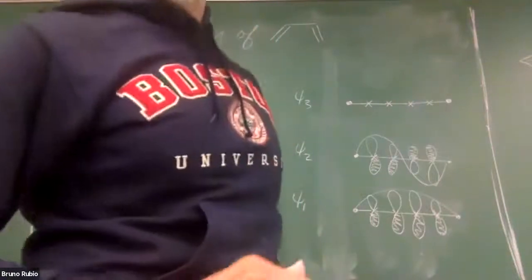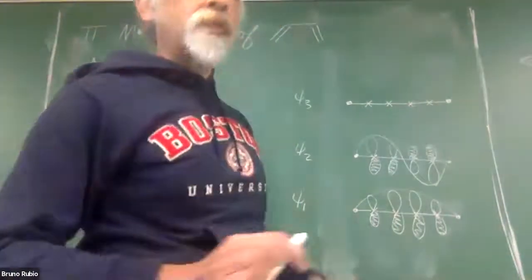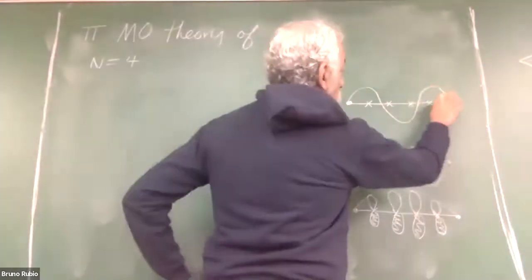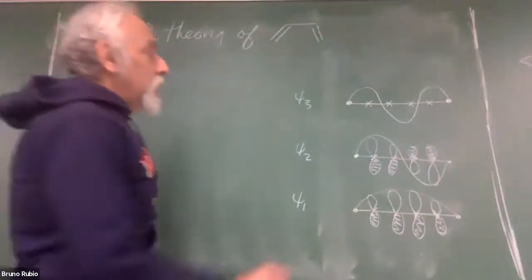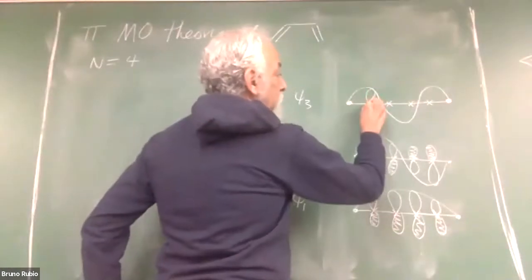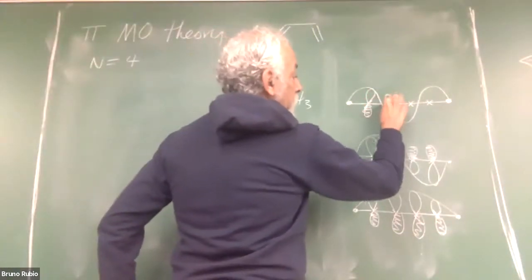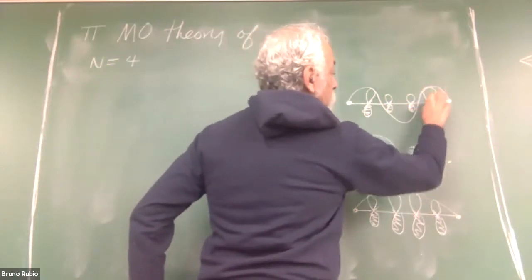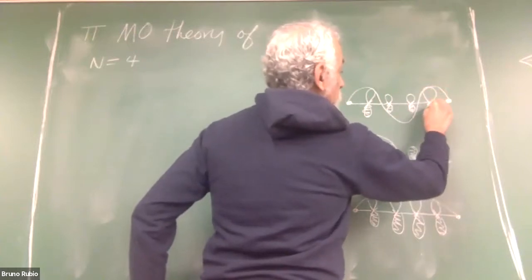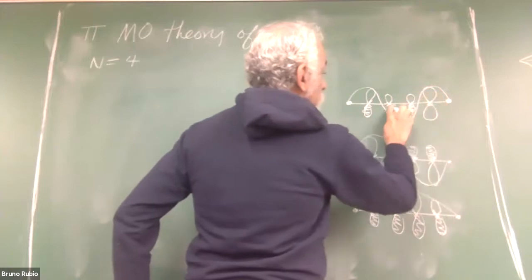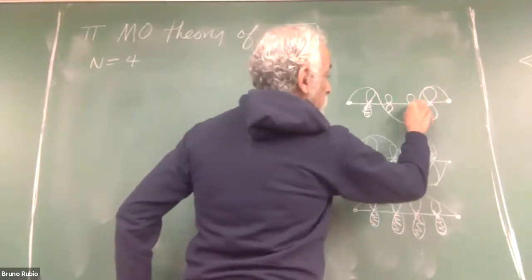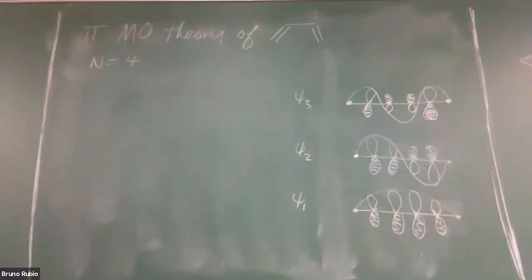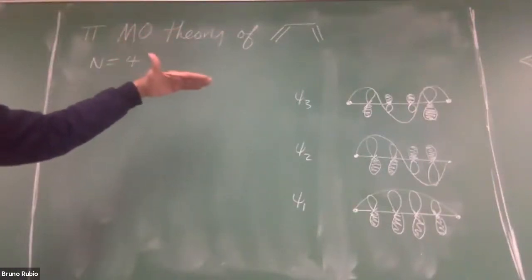So this is going to be challenging for me to draw in a free-handed way, but I'll try. Maybe something like that. And here's the positive deflection. Here's the negative deflection. Here's the negative deflection. And here's the positive deflection. Forgot to switch the phasing here. Okay, so that's what the next highest molecular orbital looks like.